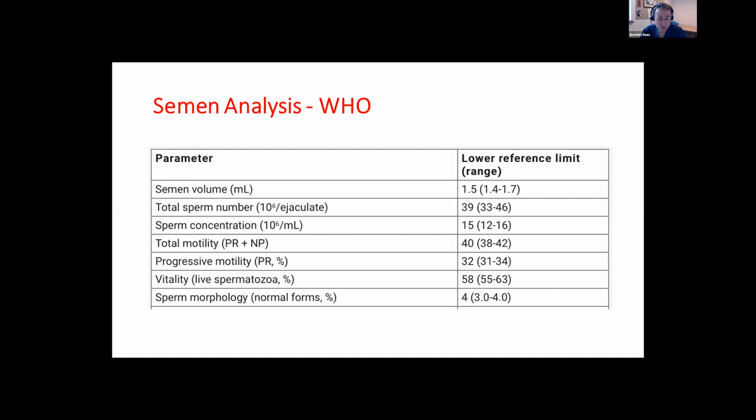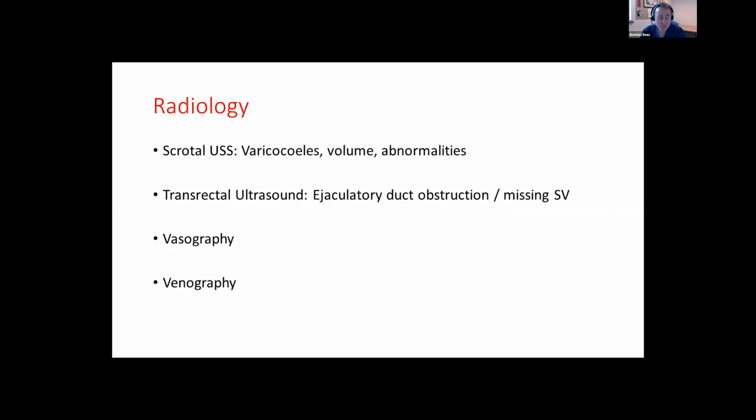So even 4% is still a large number of sperm. And it essentially describes how many of them are fully matured and have all the right bits, or beg your pardon, who appear completely normal. So we do need 4% normal forms.